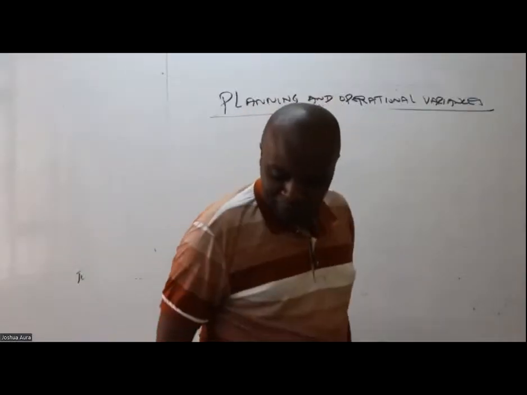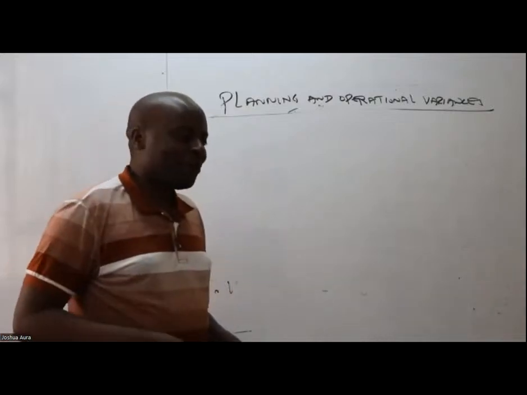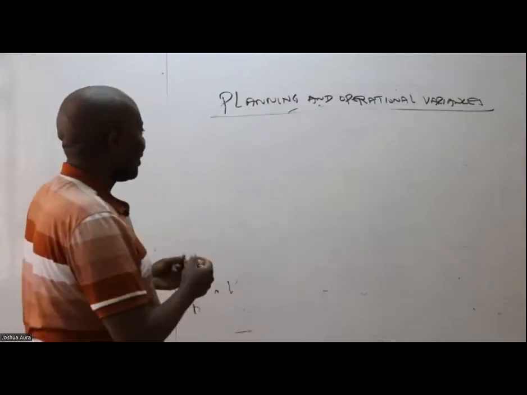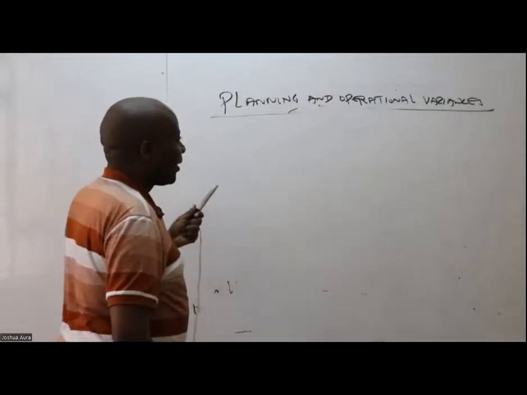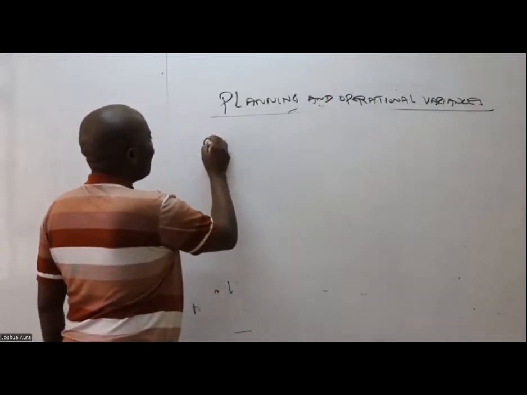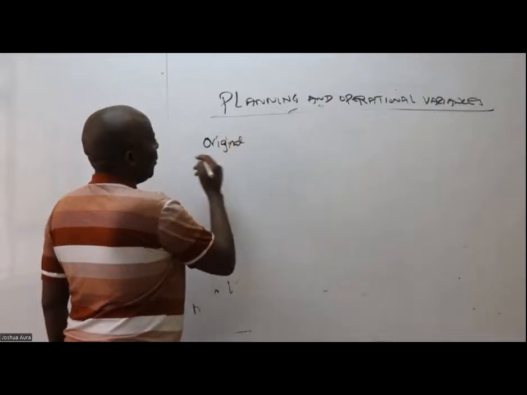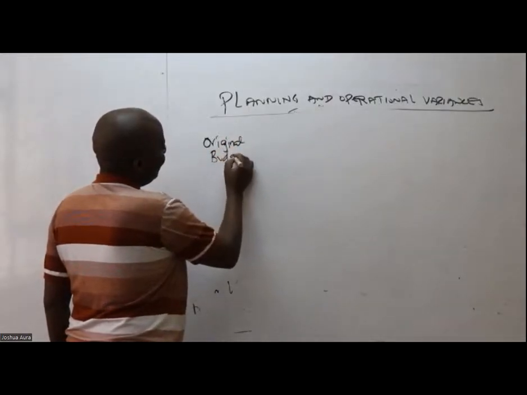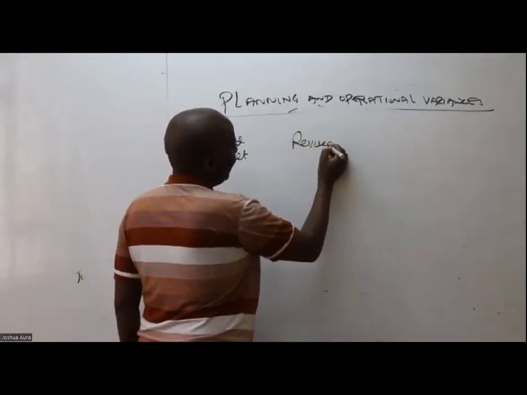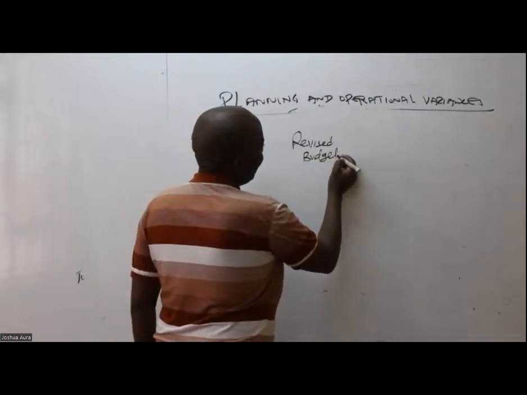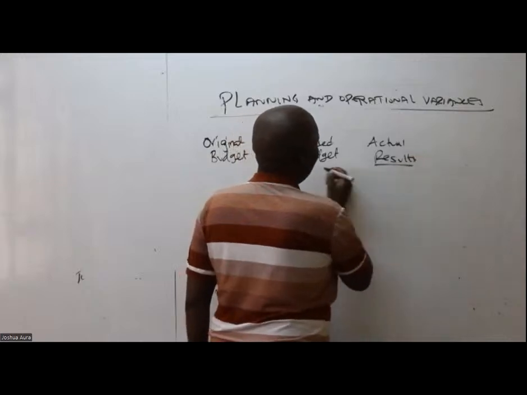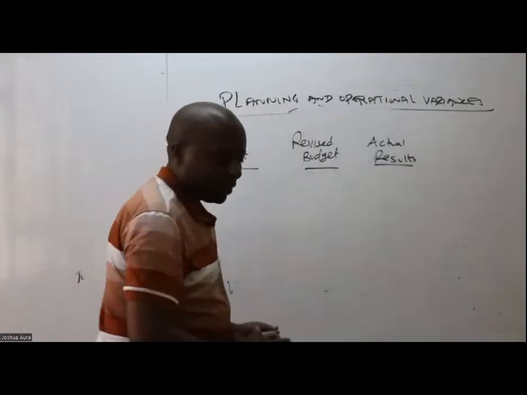I'll be able to get all the marks here without even knowing what I'm doing. The first thing I'll do is tabulate my data and arrange it this way. Here we have the original budget. Then we have the revised budget. Then here we have the actual results. I'm just copying everything the way it has been given.